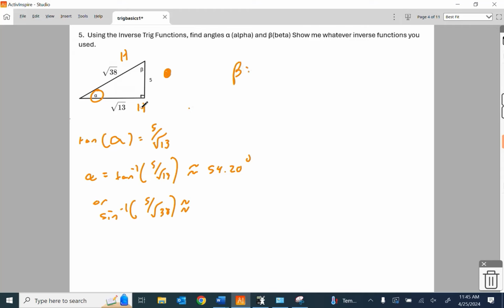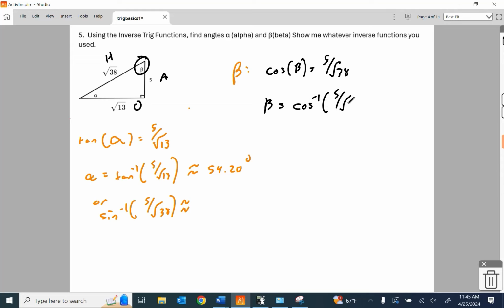Let me get rid of these because now I'm looking at beta. Just erase all that. Focusing my attention here, now this becomes adjacent, this becomes opposite, and that's still the hypotenuse. And just to change things up, let's do cosine. I know that the cosine of beta is 5 over root 38. Therefore, beta must be the arc cosine of 5 over root 38.